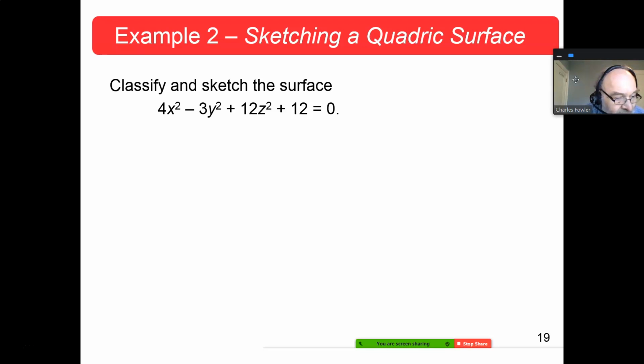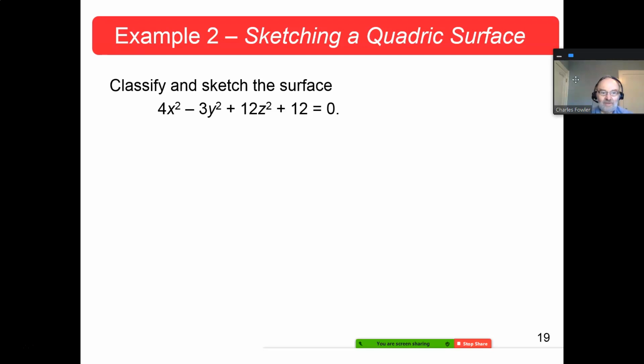Chapter 11 is vectors in the geometry of space. 11.6 is surfaces in space, and we have talked about cylindrical surfaces last time, and then last time we started with quadric surfaces. That's where we're picking up now. It says how to sketch a quadric surface. It says to classify and sketch the surface that's 2x squared minus 3y squared plus 12z squared plus 12 is equal to 0. All right.